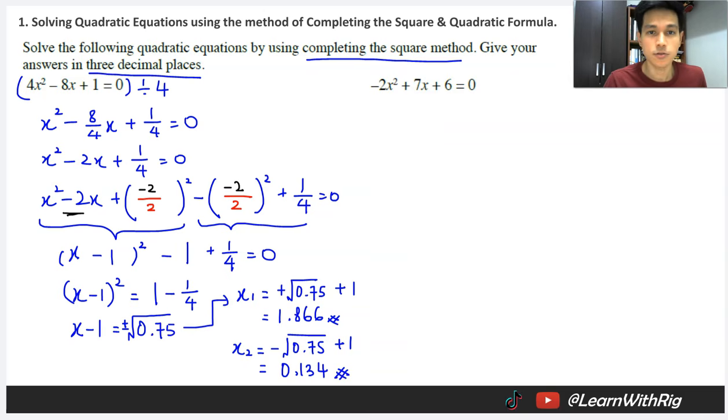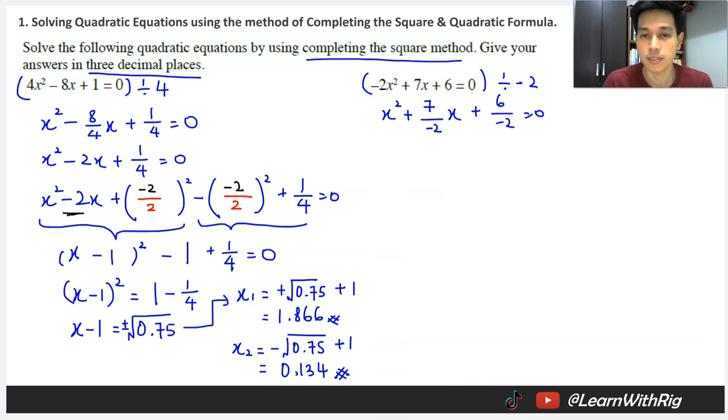Clear? Now we're going to do another example so that you can understand better. So now you have a negative 2 in front, correct? A negative 2. So the first thing you want to do is remove that negative 2. So what are you going to do? You're going to divide this whole thing by negative 2. Okay, so what do you have left? x squared plus 7 over negative 2 x plus 6 over negative 2 equals 0.